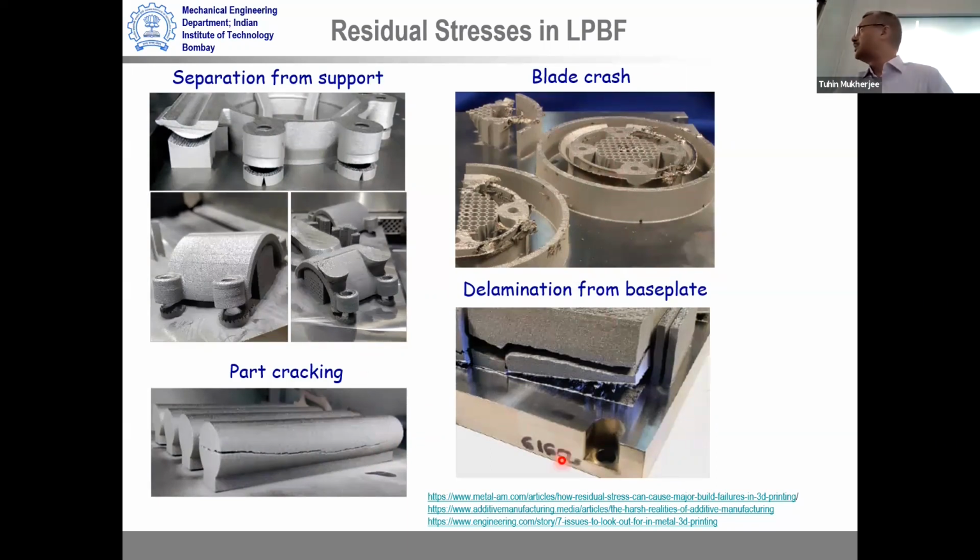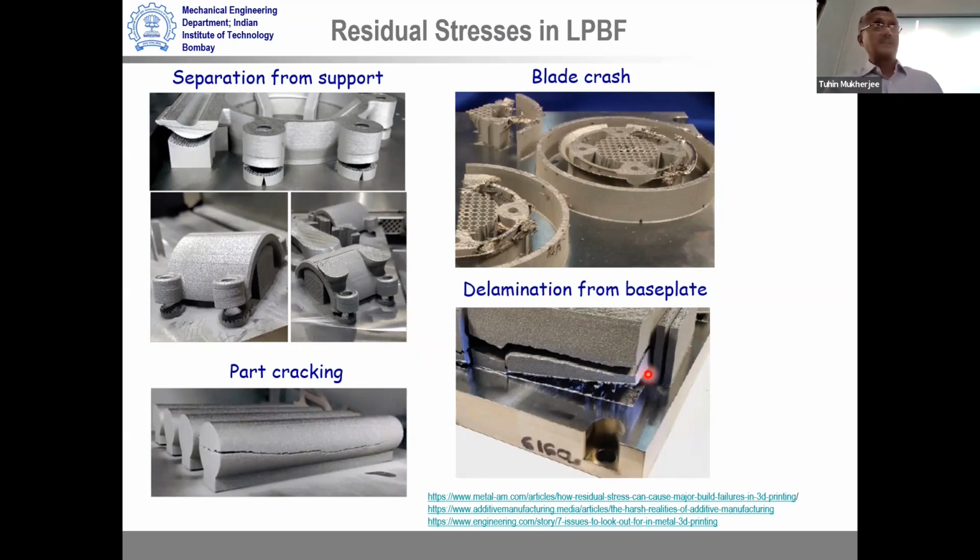It can also lead to delamination of the part from the base plate. So there can be so many such problems that can happen because of the residual stresses that evolve because of the temperature gradient, and of course, the expansion and contraction out of that.